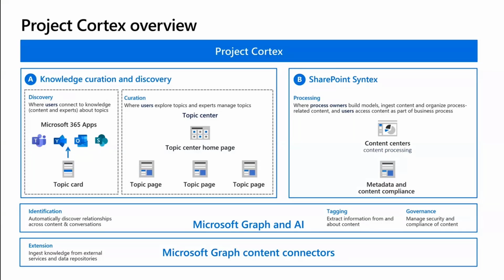And I wanted to bring up this slide real quick just to show where we're at the moment: Project Cortex, we now have two separate products. We have the knowledge curation and discovery. This is work that you've heard us talk about at conferences, and this is where we mine your existing content to help make connections and identify topics and connect experts with the content. And then you can curate that, and that really helps build up that knowledge base.